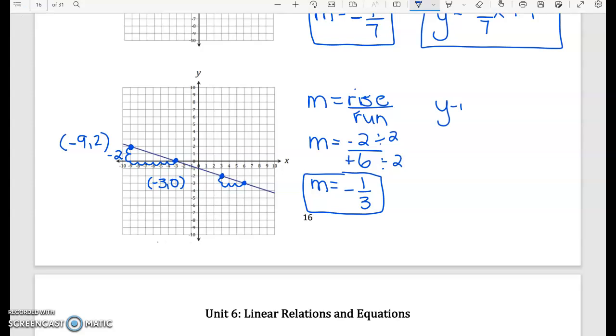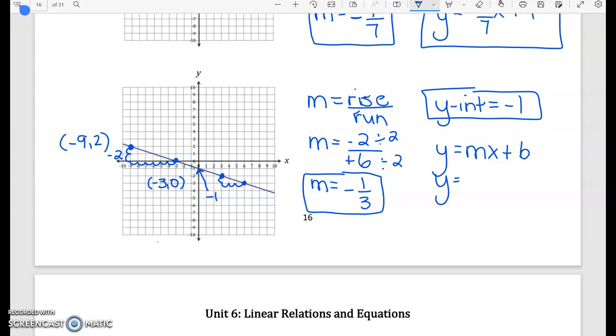Okay, our y-intercept then, simple. Look to where the graph crosses the y-axis, and it crosses it right here at -1. So my y-intercept is -1. When I go to plug into my equation, y equals mx plus b, I keep the y, I substitute in -1/3 for my m, I leave the x, and then I have a -1 for my b. Fabulous. So hopefully that went all right for you and you have the same answer as me.